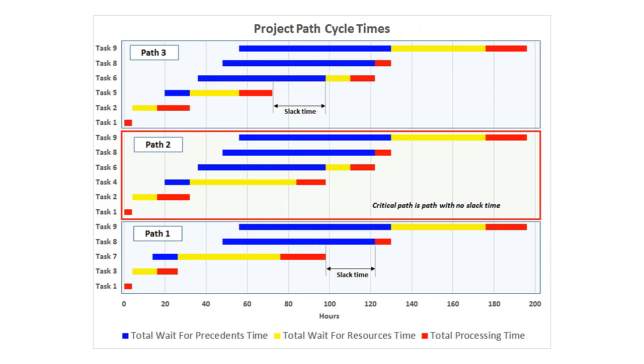Now we're going to look at that same chart. We're going to introduce those other 2 colors, the blue and the yellow. Blue being the total wait for precedence time, yellow being total wait for resources time, and red being total processing time. So let's take a look at path 1 and where we see an indication for slack time here.